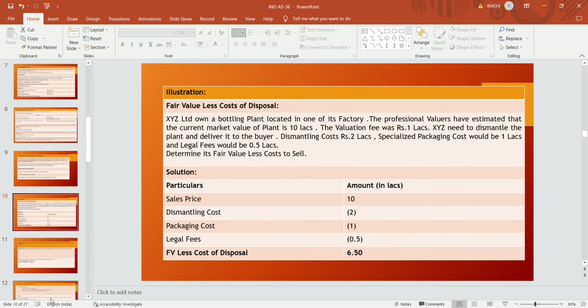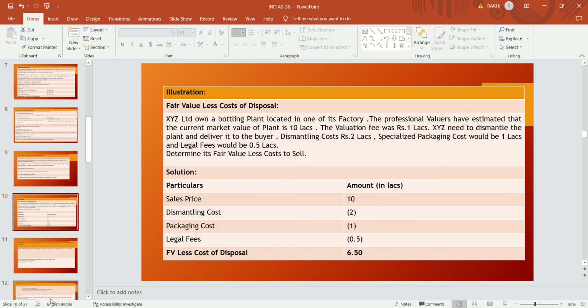Suppose XYZ owns a bottling plant located in one of its factories. The professional valuer has estimated the current market value of that plant at 10 lakhs, and for estimating there is a valuation fee of rupees 1 lakh. Now XYZ needs to dismantle the plant and deliver it to the buyer.